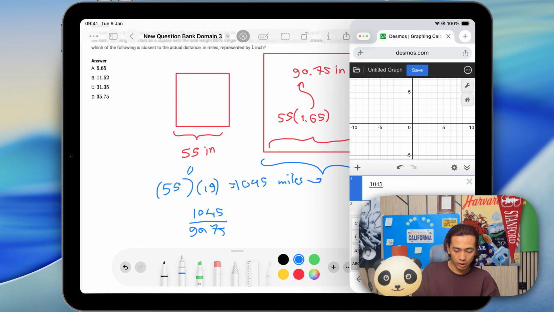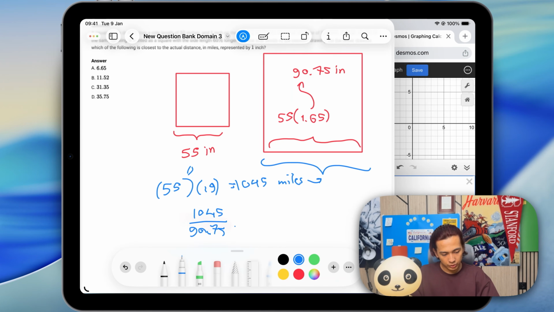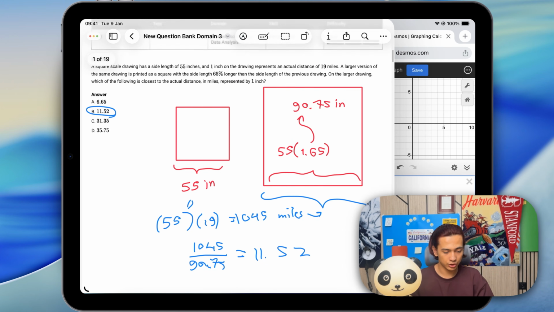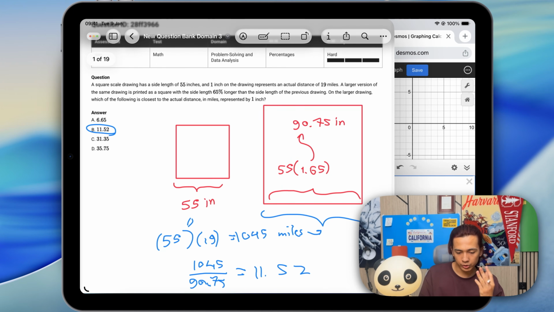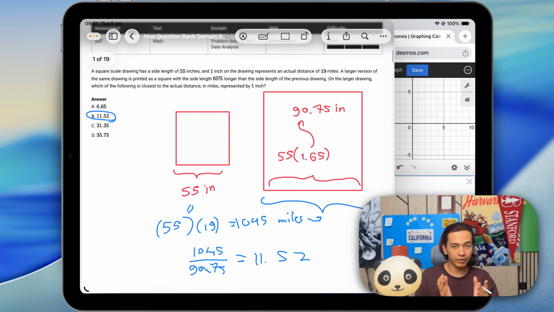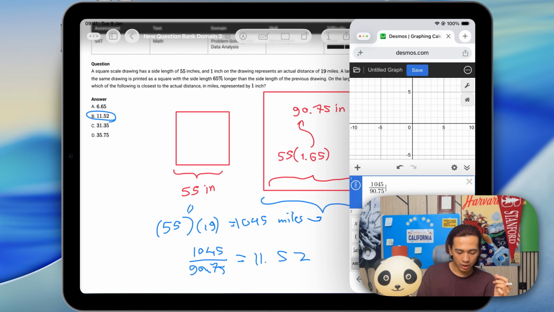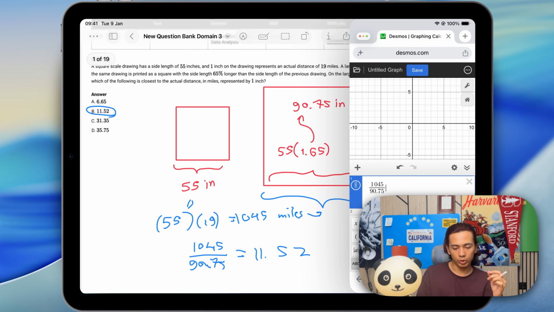1045 over 90.75. That's going to be 11.52 rounded, so it's option B in this question. It is quite a difficult question, with a difficulty level of 3, as you can see. So 1 inch is now representing a smaller distance than 19 miles. It makes sense that it's less when you really think about it. So the answer here is 11.52.